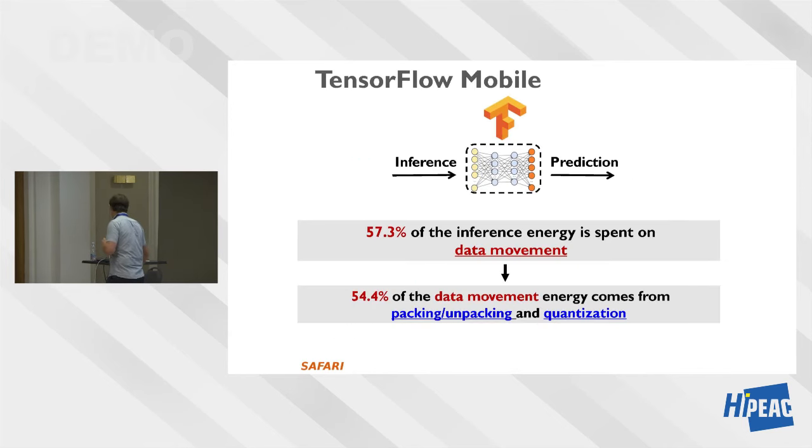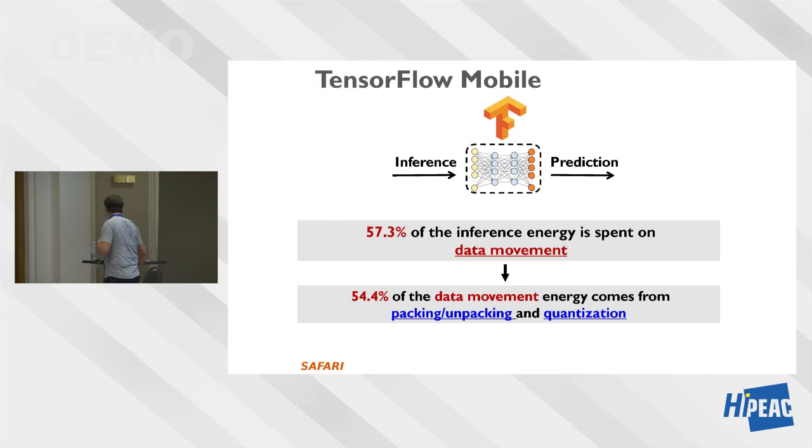So what are these functions? I'm not going to talk about everything, but for example, compression and decompression, which is used a lot in tab switching in the Chrome browser, is one. In machine learning, at the time we used TensorFlow, and we found out that a lot of the inference energy, more than 50%, is spent on data movement, and more than 50% of that data movement comes from two simple functions: packing and unpacking of data, so that you can process it nicely, and quantizing of data. Essentially all models do that today.